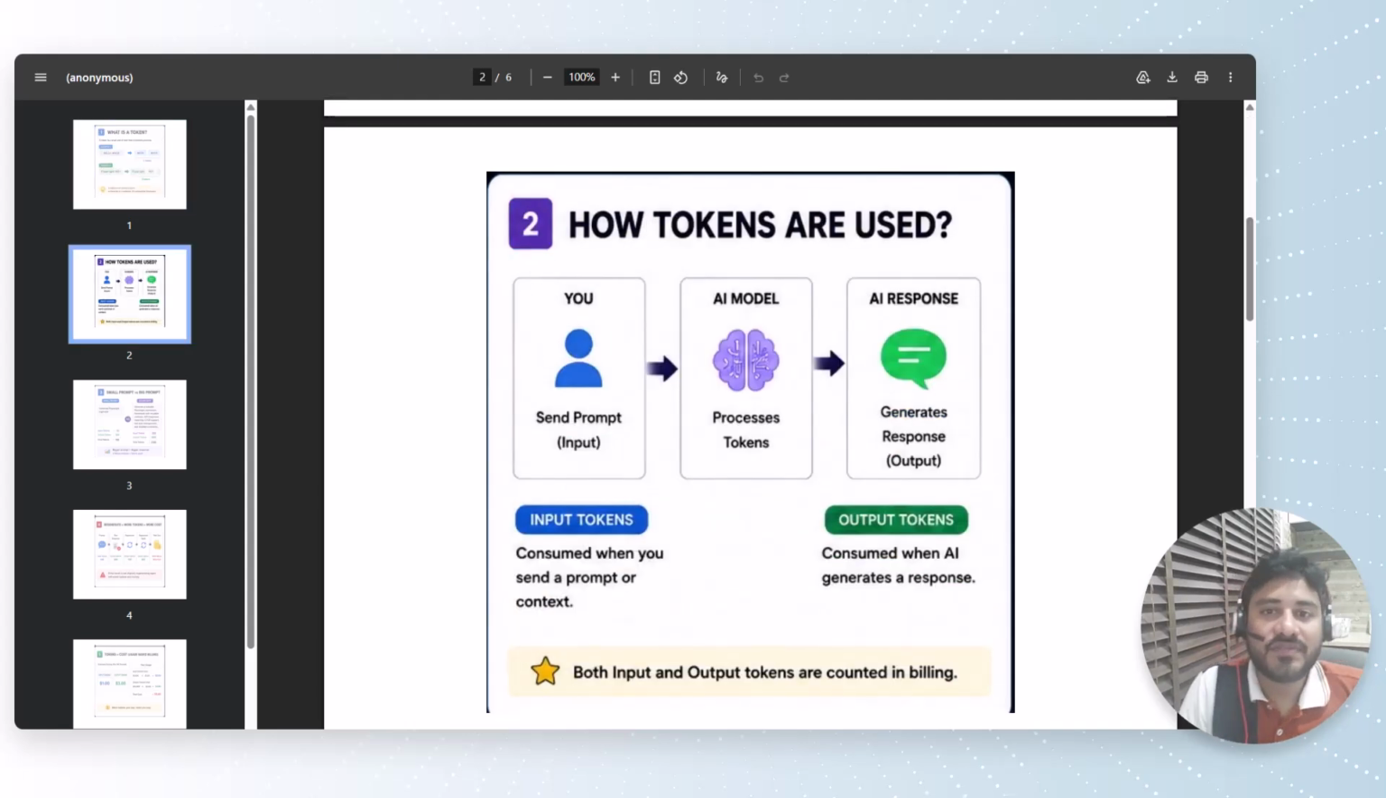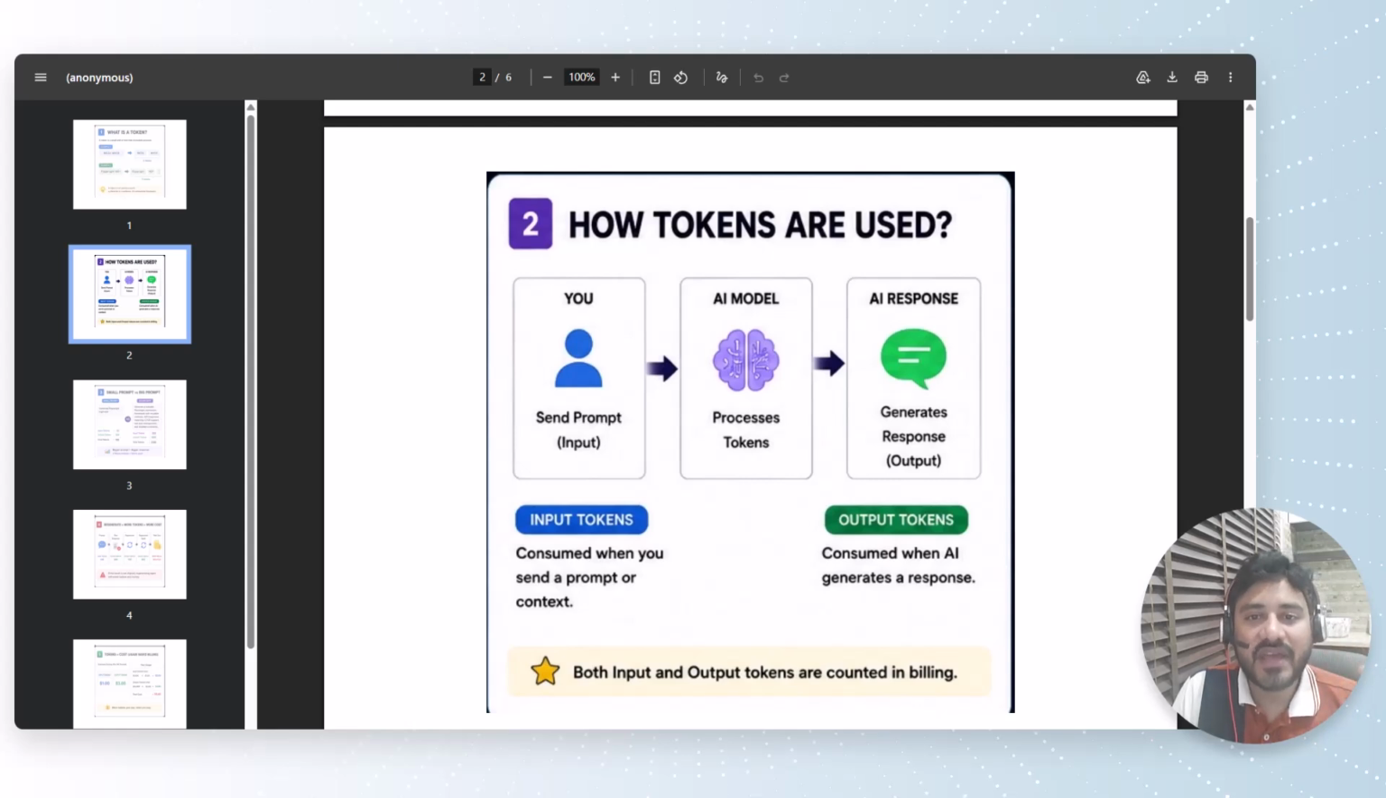Input tokens versus output tokens. Now, whenever we use AI, there are usually two types of token usage. One, input tokens, two, output tokens. Input tokens are what we send to the model. For example, "generate Playwright login test". That prompt itself consumes tokens. Now, if I generate Playwright code, framework structure, explanations, comments, those become output tokens.